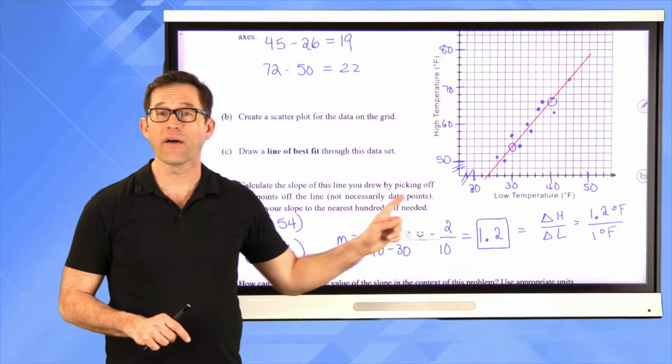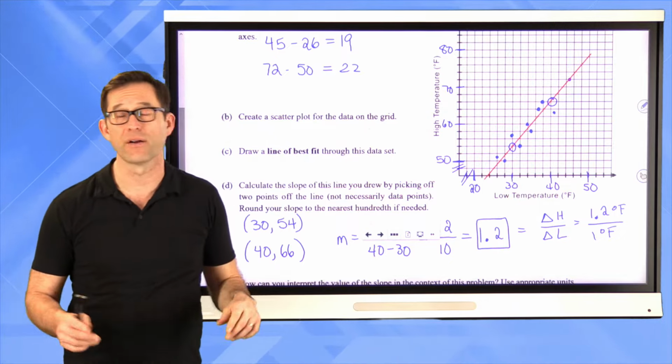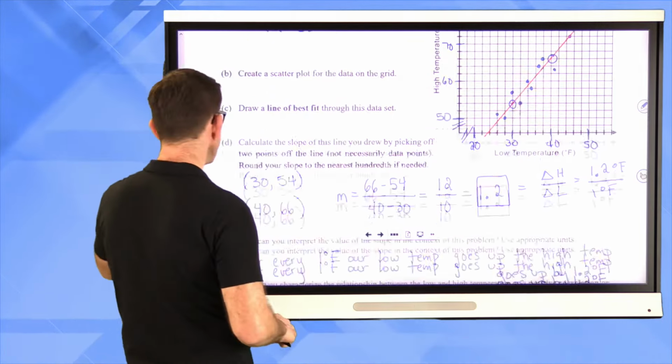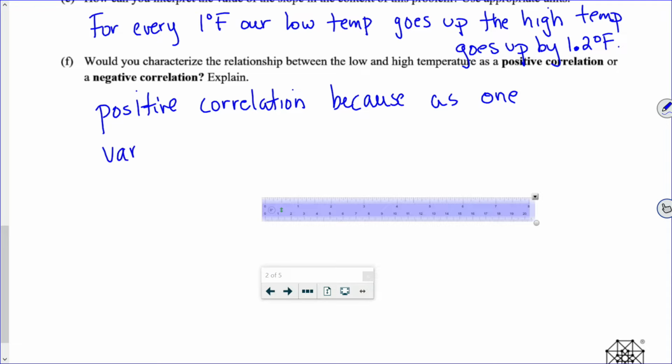In this case, obviously, as the low temperature is getting higher, the high temperature is also getting higher. That makes all the sense in the world, right? So this is a positive correlation, because as one variable gets larger, the other does as well.